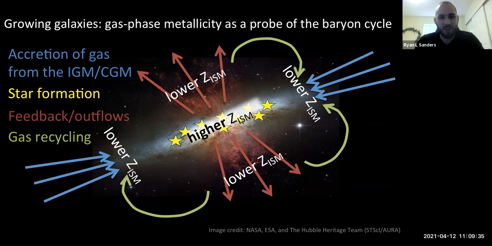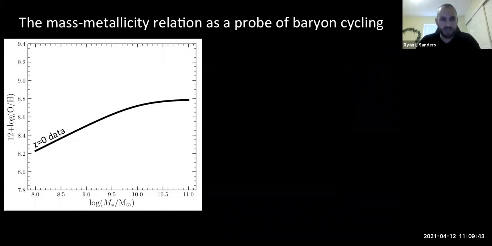And so in particular, the way that we probe this baryon cycle process with observations of metallicity is through metallicity scaling relations. And so we have relations such as the mass metallicity relation, which I've shown on the left here, and measurements of the mass metallicity relation at redshift 0, shown by the black line.